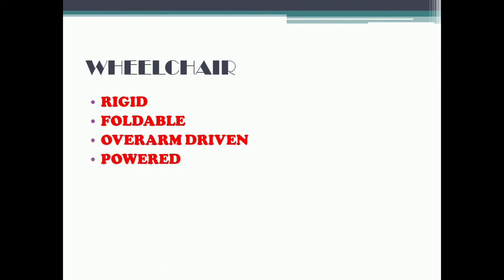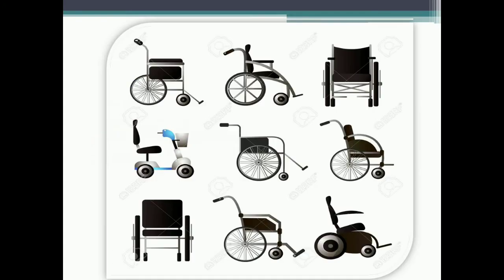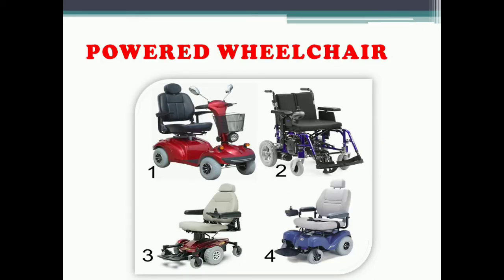Okay, next is wheelchair. There are different types of wheelchairs like rigid, foldable, overarm driven, and the powered. So depending on your financial condition, you can buy various types of wheelchairs. You can see in this picture various types of wheelchairs are available in the market. There is a powered wheelchair, as I said, depending on your financial condition, you can buy this type of wheelchair, right? In the power wheelchair there are computerized commands, so you can easily handle this.